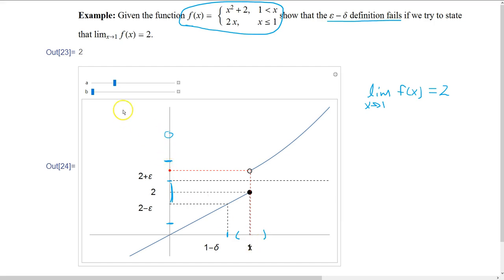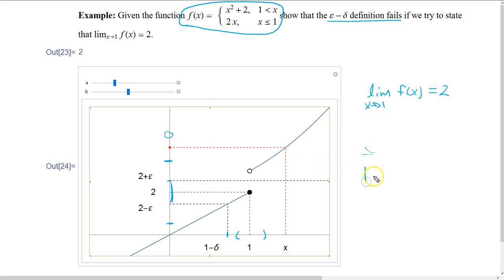So therefore there is no delta neighborhood around 1 in which f of x is between 2 minus epsilon and 2 plus epsilon. Or in other words, there is no delta in which the absolute value of f of x minus 2 is less than epsilon for every x in the delta neighborhood around 1. This just does not happen. Alright, so that illustrates how the epsilon-delta definition can fail, and that's good that it failed in this case because we wanted it to fail.